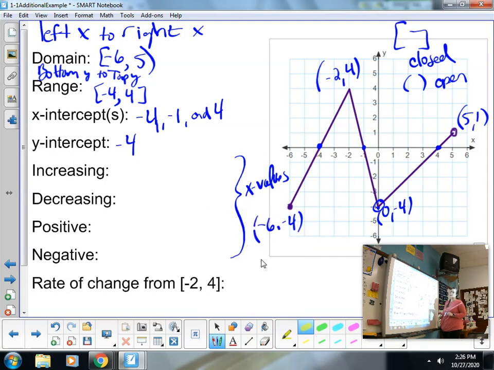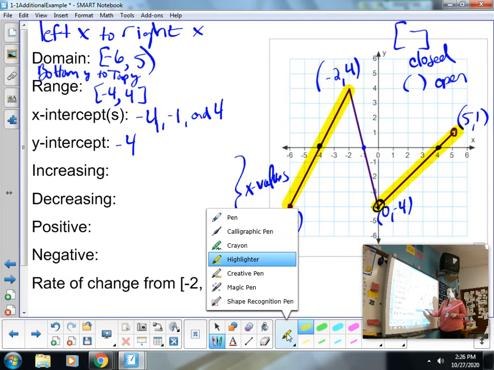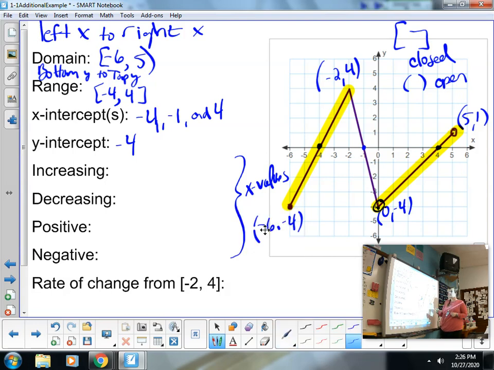So if we look at the first one, increasing. Increasing is where your line is going to have a positive slope. We have a positive slope here because it's going up there, and we have a positive slope there. So to name the actual values there, I'm looking at the x's. So for this piece on the left, I start at an x value of -6, and I end at an x value of -2.